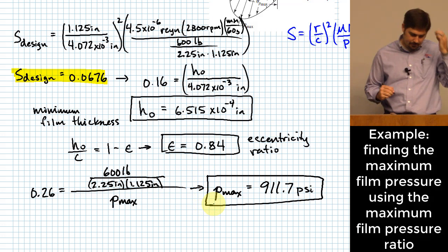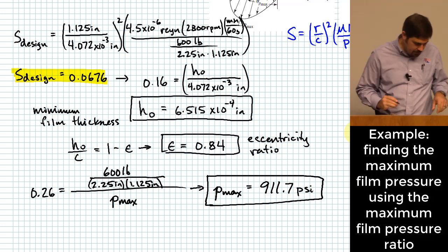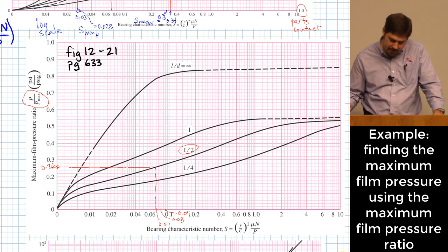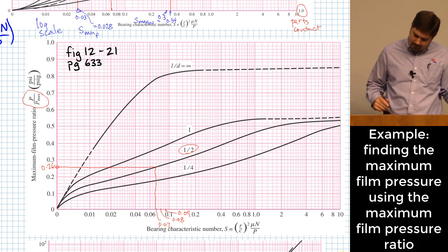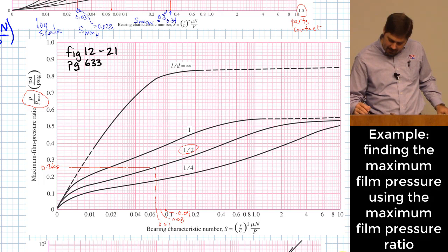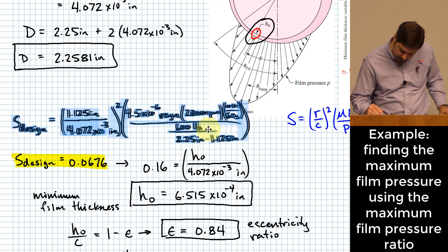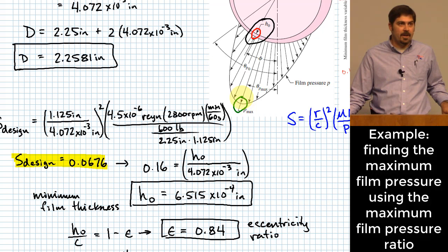All right, that was figure 12-21. 12-21 is what gives us the maximum film pressure ratio relative to bearing characteristic number. All right, so the next thing we're supposed to find after that maximum film pressure, which by the way, I know this got in the way of that a little bit. Let me slide it to the left just a bit. If you're thinking graphically, that tells you what is that peak amount of pressure that you have in that pressure distribution. That's what we just found.